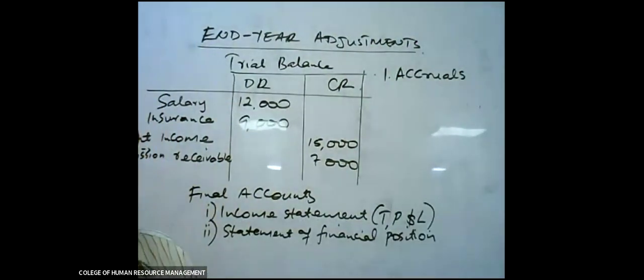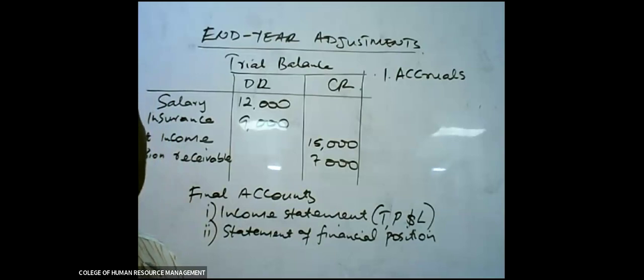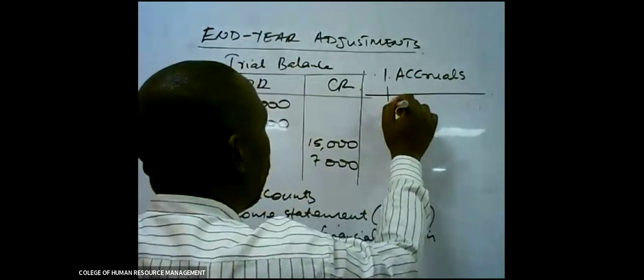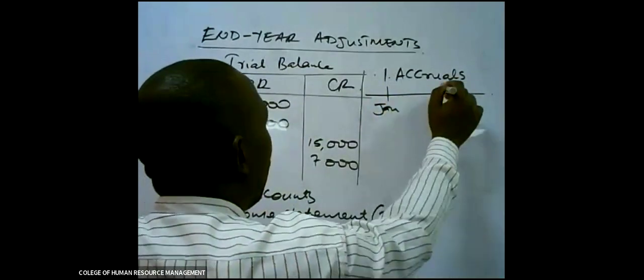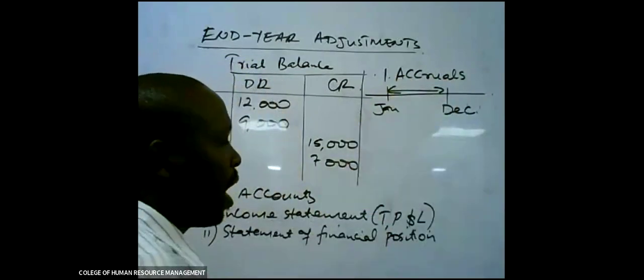And when we talk about accruals, it is simply the amount of money the business has either not paid or not yet received by the end of the financial year. Remember, a financial year is a period of 12 months. So we started here maybe probably January, we are ending at December. So this is normally what we call the financial year, 12 months.